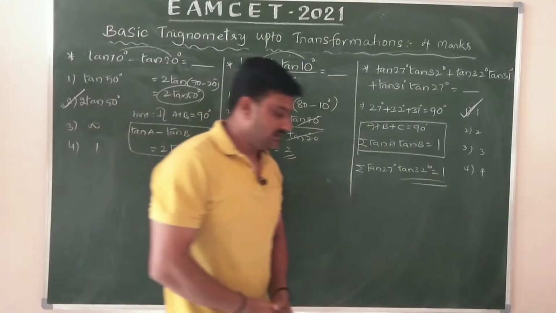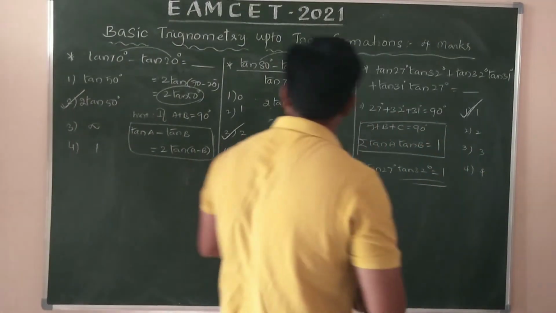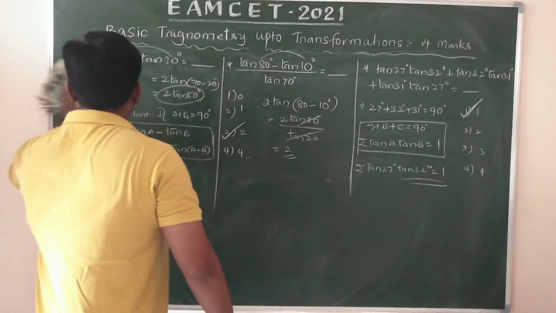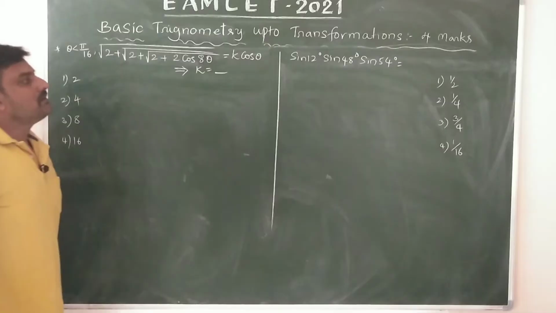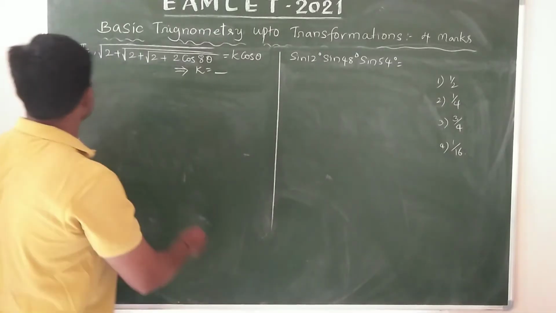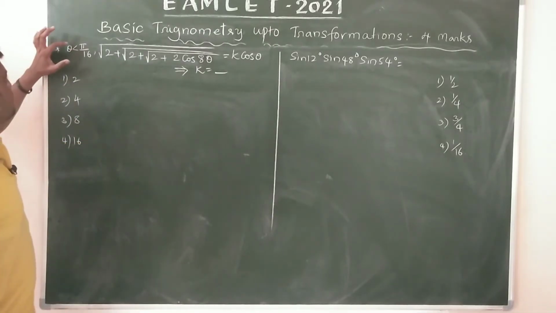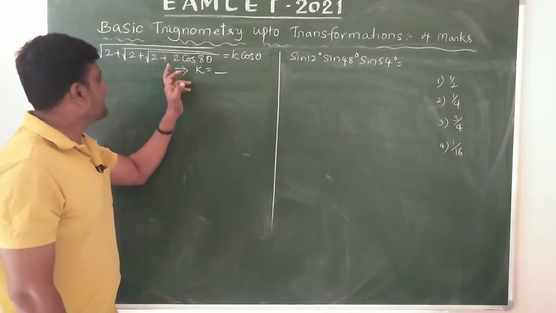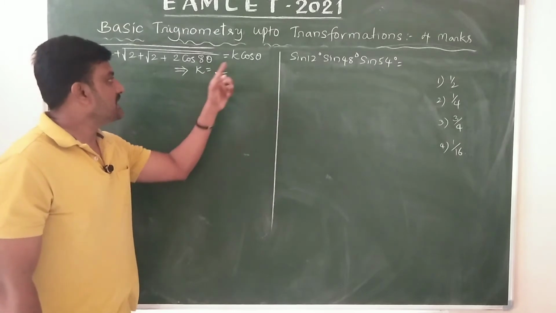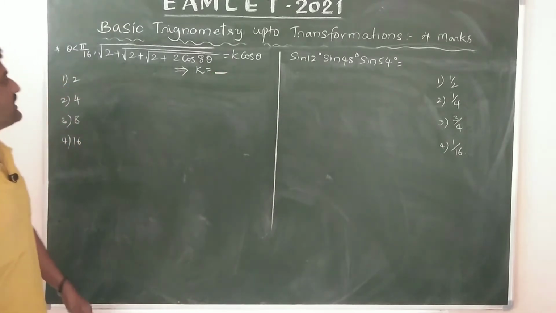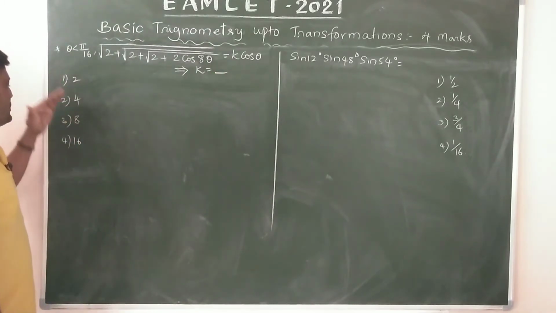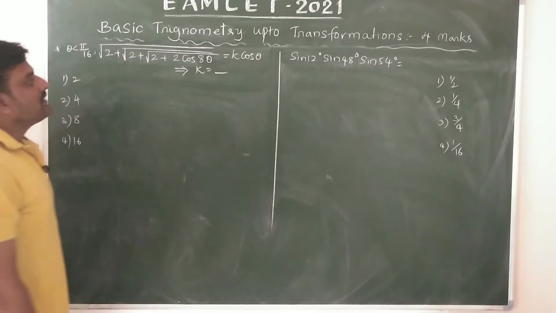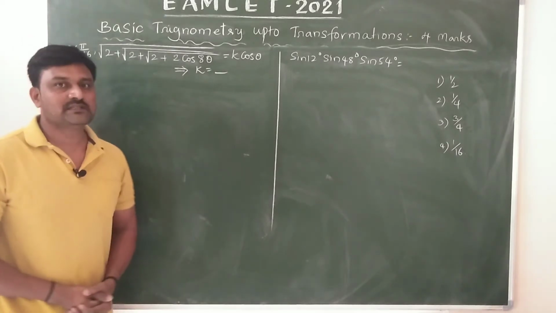Let us go with more problems. Okay, let us take more problems. Now the problem is, theta less than pi by 6, root 2 plus root 2 plus root 2 plus 2 cos 8 theta equals k cos theta. Then k equals to, options are 2, 4, 8, 16. Here which strategy can be applied?